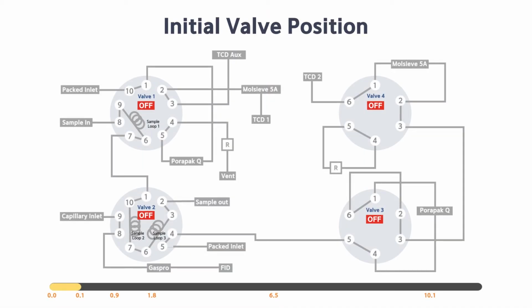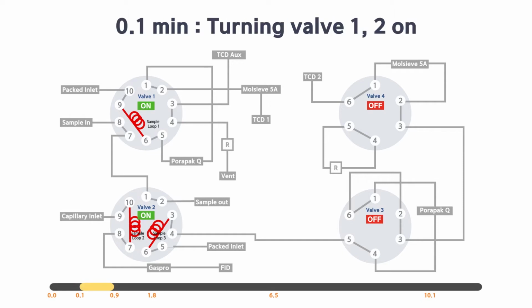At the initial state, all valves are in the off position, while each of the 3 sample loops is being filled with gas sample. Turn valve 1 to the on position 0.1 minutes after the analysis run starts to transfer the sample loaded in sample loop 1 to the Poropak Q column, and then the MolSiv 5A column to be detected by TCD. In sample loop 3, the sample is transferred to the Poropak Q column connected with valve 3.